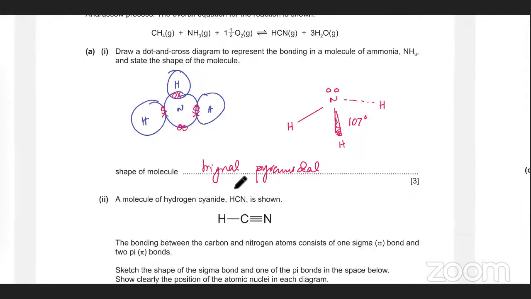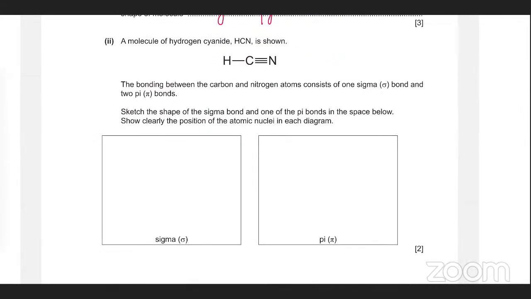The next part is you're being asked to draw, he's saying draw the bonding between carbon atoms and nitrogen atoms consists of 1 sigma. So you're supposed to just sketch the shape of the sigma and pi bonds. Can anyone tell me what type of hybridization is carbon undergoing in this case? sp3. When carbon is bonded to just 2 atoms.